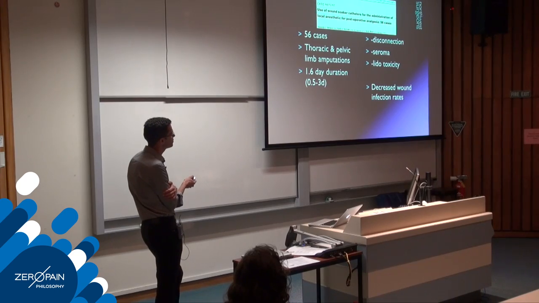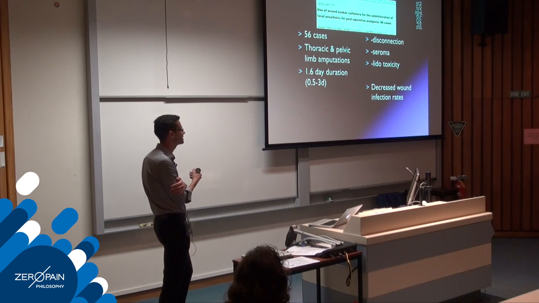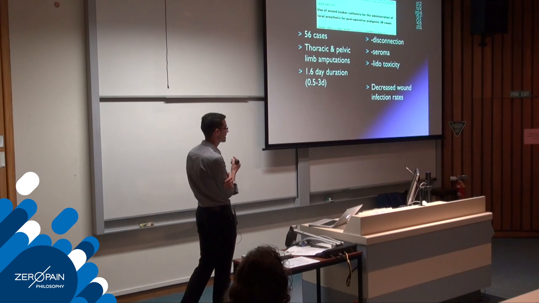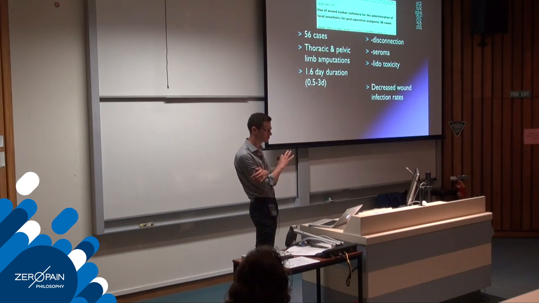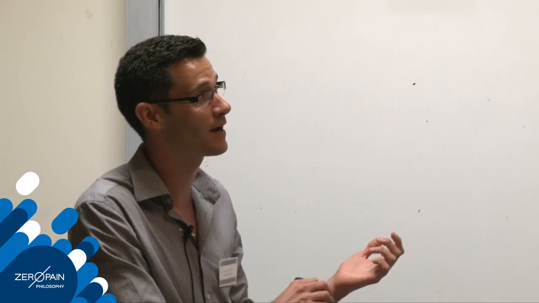The three problems that they saw were disconnection, seroma formation, and lidocaine toxicity in one case, but that was because of a miscalculation of drugs. So it's not really fair to attribute that to the catheter. They compared this population to their previous cases of amputation, because obviously the surgeons were quite worried: I'm doing a clean surgery, and you're going to stick local in, is it going to increase the infection rate? They actually showed decreased wound infection rates in that group compared to the previous population.